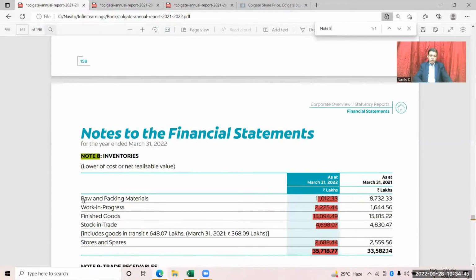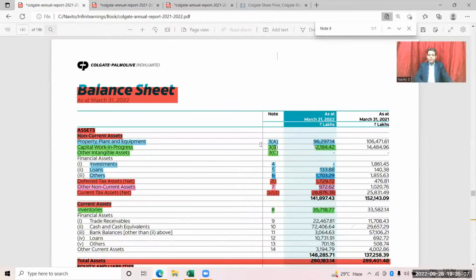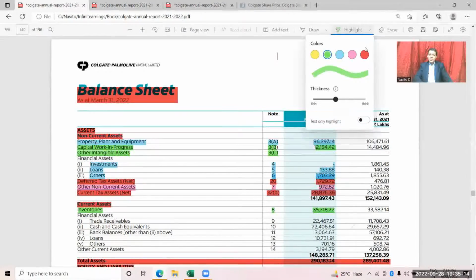So note 8. So these are certain raw materials, raw and packing materials which you can see, and certain other items as well. That is certain items towards finished goods, certain stock in trade, work in progress. So the total amount comes to 35718. So this is the amount which you should see. 35718. Great.